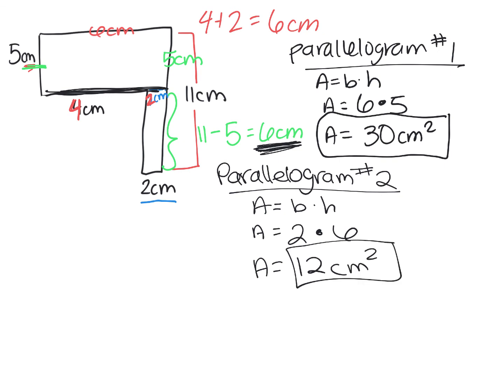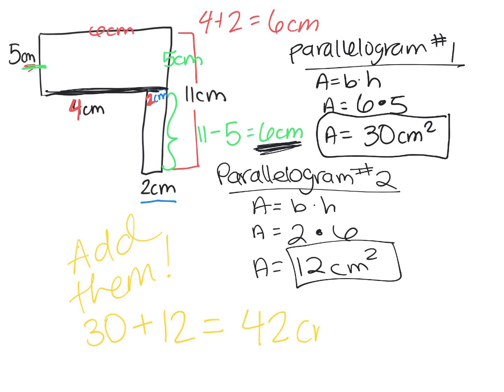I'm not finished yet, though. I have to do my final step, and that is to add them together. So go ahead and take your 30, add 12 to it, and we find out that our entire polygon is a total of 42 centimeters squared.